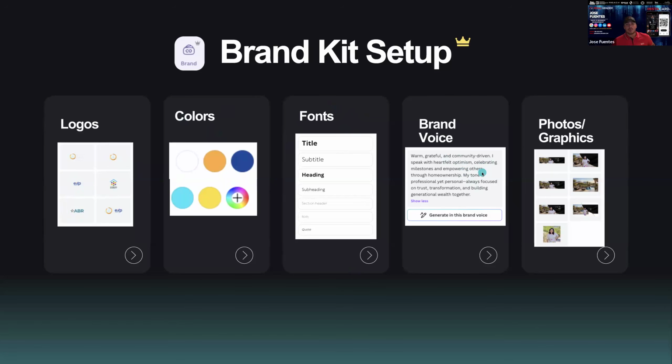This is what type of language you want to use when creating automated captions using AI. So right here, you can see it says warm, grateful, community driven. I speak with heartfelt optimism, celebrating milestones and empowering others through home ownership. My tone is professional, yet personal, always focused on trust, transformation, and building generational wealth together. And then lastly, obviously, you're going to be able to set up all of your photos and graphics, your headshots, backgrounds, etc.